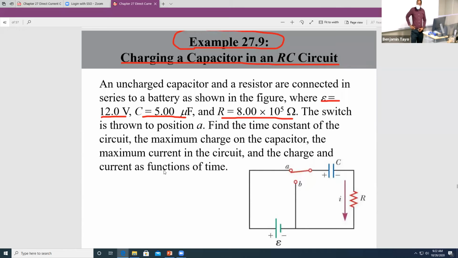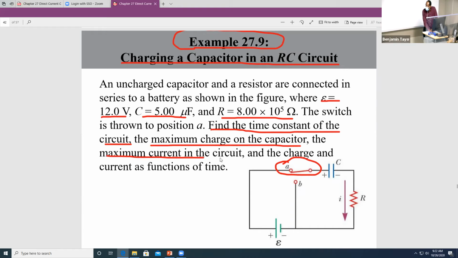Now, when the switch is placed at point A, right here, it means that I'm charging. Now the capacitor is seeing this power supply, so this is the charging. Part A says to calculate the time constant for the circuit, then calculate the maximum charge on the capacitor, then calculate the maximum current in the capacitor, and then write down equations for the charge and the current as functions of time. All right, so we're going to calculate 5 quantities here.